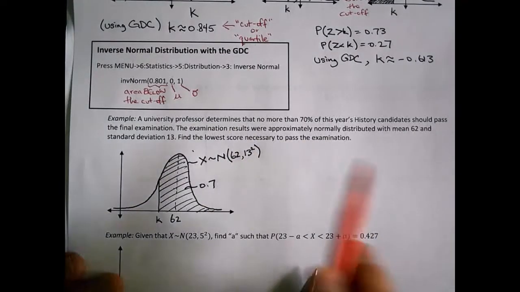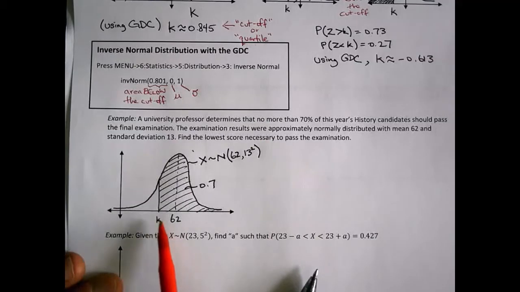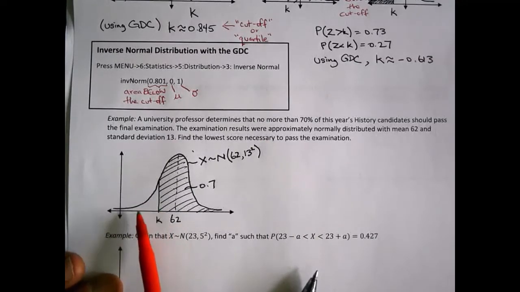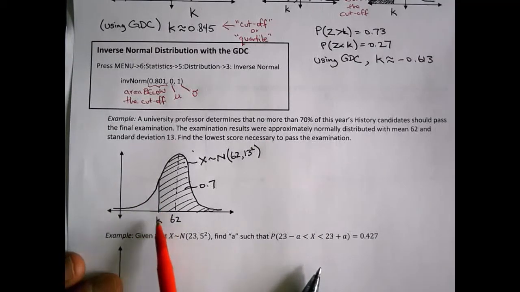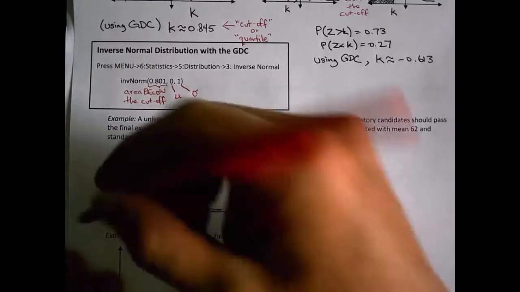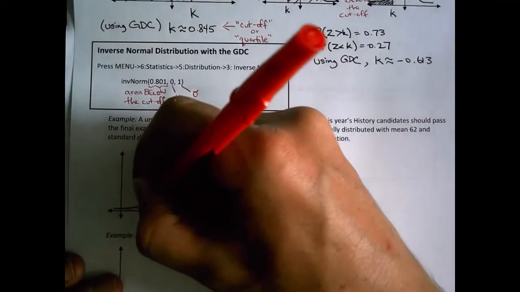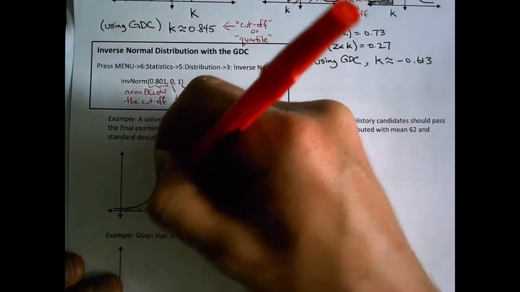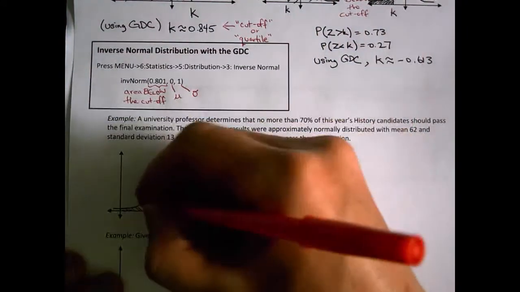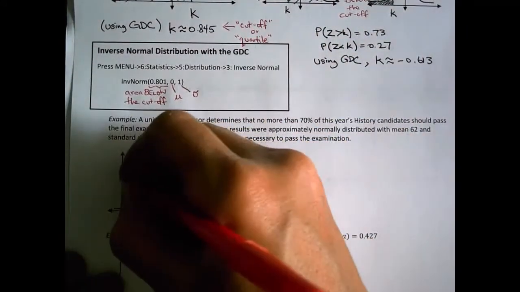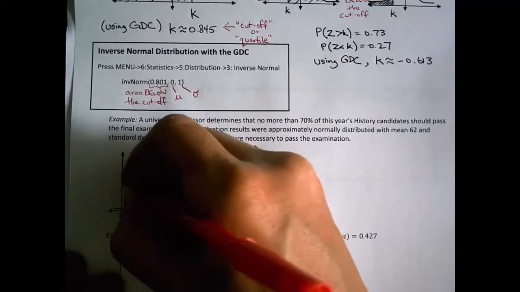Now, we want to find what this cutoff is. Well, again, I can't just type this into my calculator because my calculator only helps me find cutoffs if I know the area below. So I need to do a little bit of thinking here to figure out what the area here is. This is the complement. 1 minus 0.7 is equal to 0.3.